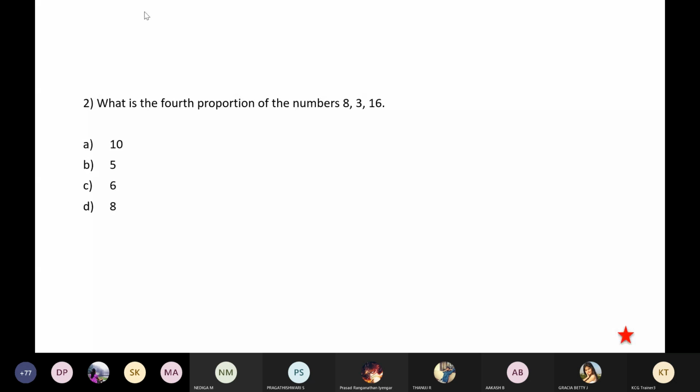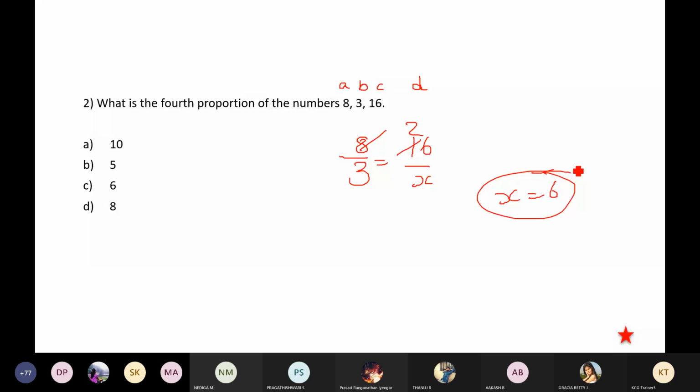Yeah, guys, what's the answer here? What's the fourth proportion of 8, 3, 16, and what? What is the fourth proportion? See, if this is A, B, C, what should be D so that A, B, C, D are in proportion? Very good, Deepti. Superb. So 8 by 3 is equal to 16 by X. So 3 2s are 6. The value of X is equal to 6. Excellent. Superb. Moving on to the next question, guys.